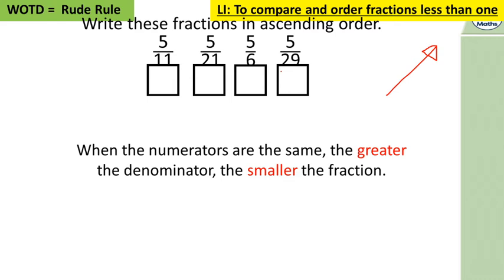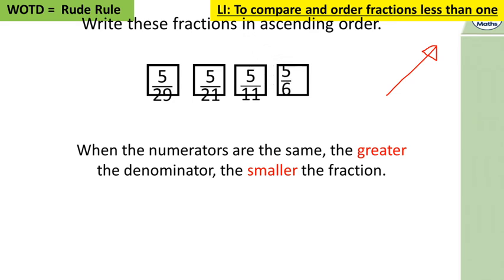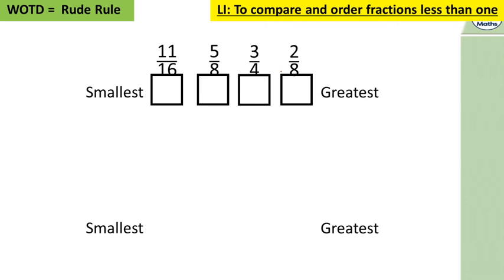So which one has the greatest denominator? 5/29. 29 is the biggest number. Which one has the next biggest denominator? 21. 5/21 is second smallest. Then we have 5/11. Then we have 5/6 because it's got the smallest number on the bottom, meaning it's the biggest fraction.